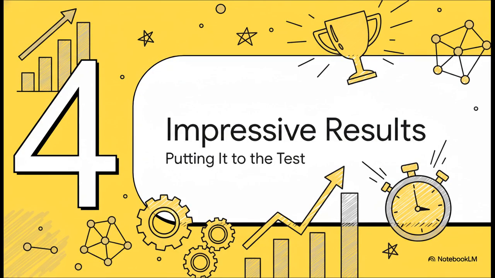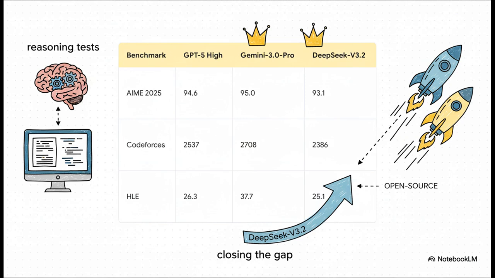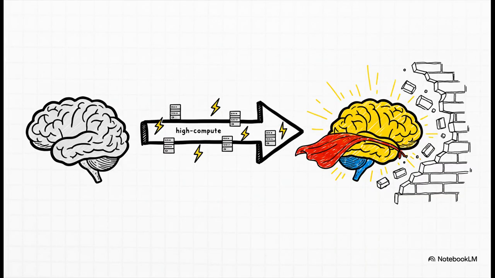Okay, all this tech sounds amazing on paper, right? But the real question is, how does it actually perform? Let's take a look at the results. So when you put it to the test on some really tough reasoning and coding benchmarks, DeepSeek V3.2 absolutely holds its own against the giants. I mean, its performance is right up there, super competitive with, and in some cases, shockingly close to the top-tier proprietary models.